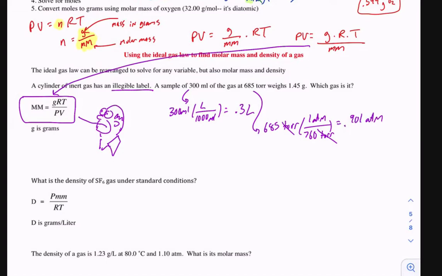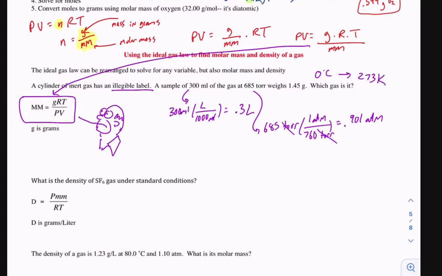All right. Oh, you know what? Temperature is not given, but that's okay. We will just use standard temperature. What is standard temperature, guys? It's 0 degrees Celsius. 0 Celsius, right. So 0 Celsius, which is 273 K.